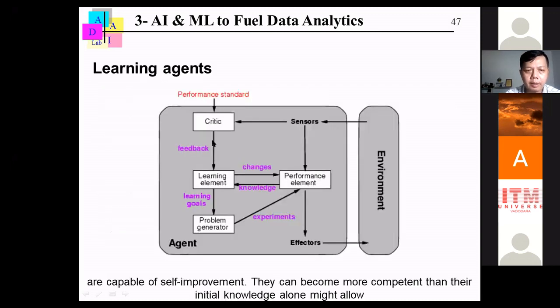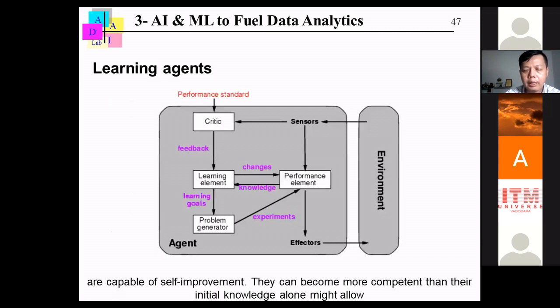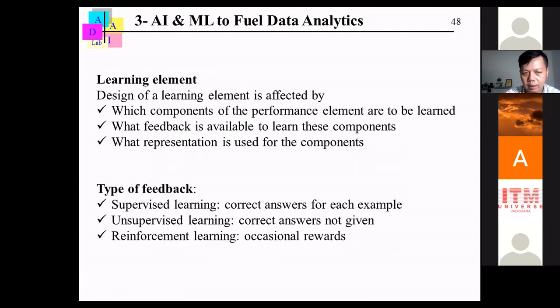Take a look, based on the feedback, we divide into kinds of learning: supervised learning, unsupervised learning, semi-supervised learning, and reinforcement learning. So four kinds of learning.